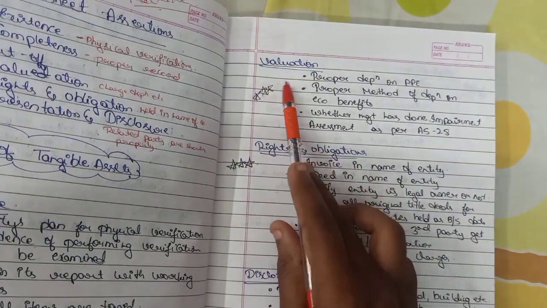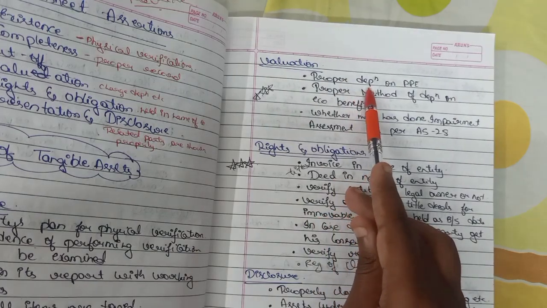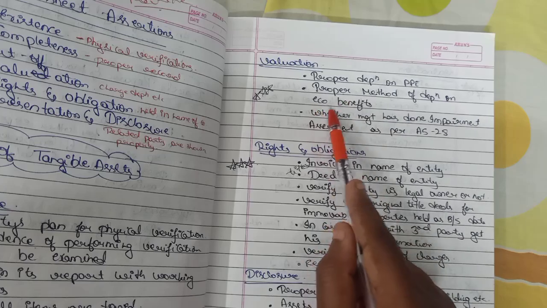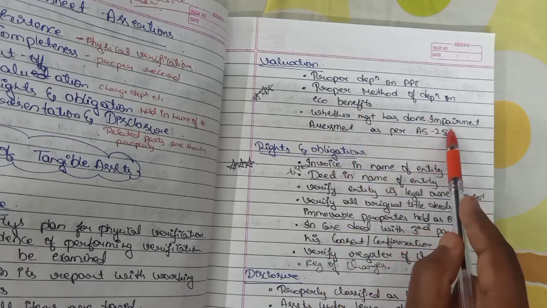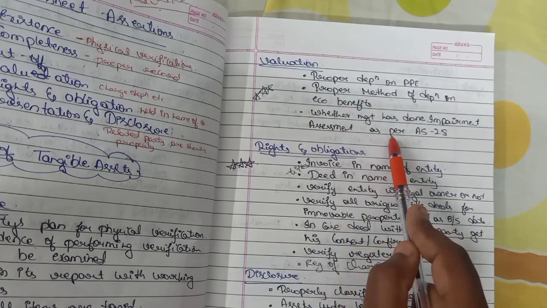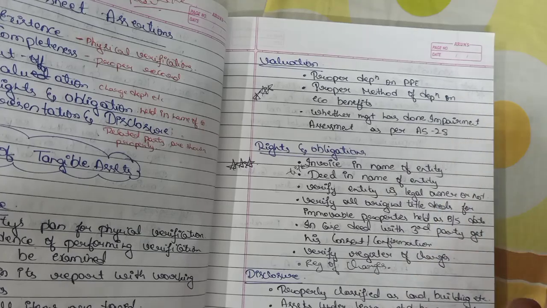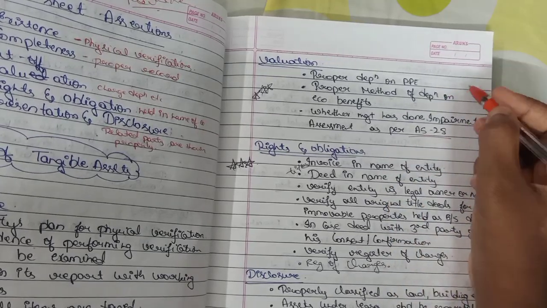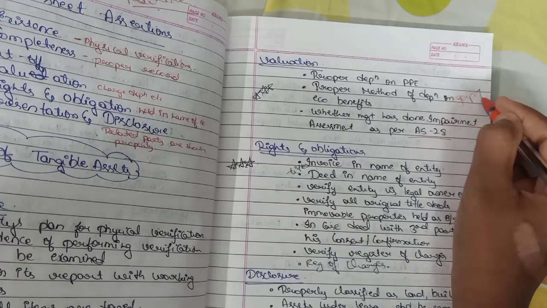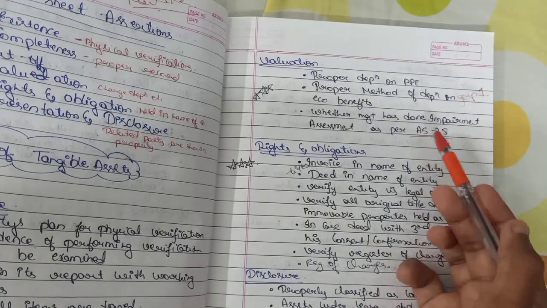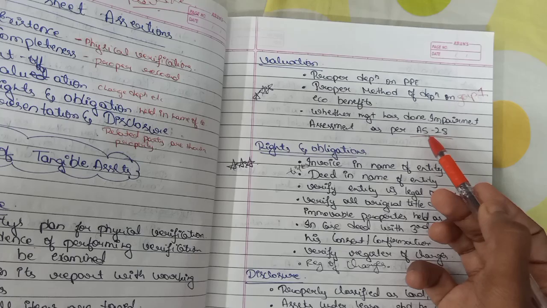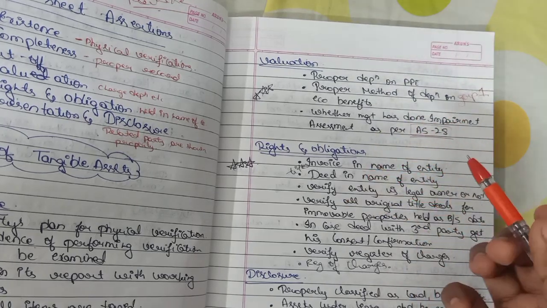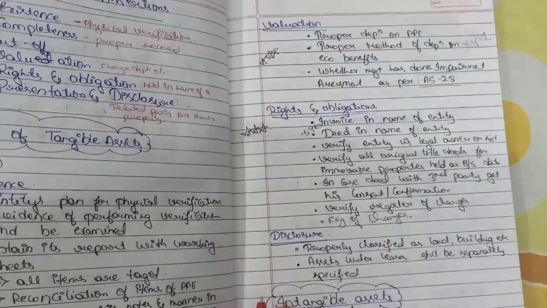Now we'll see about valuation: whether PPE is properly depreciated, proper method of depreciation based on economic benefits, whether management has done impairment assessment as per AS 28. I'm not explaining all the ASs because we have written the accounts exam in group 1, so I hope you guys will remember. And also comment what AS 28 says in the comment box. Let's see how many of you will remember.